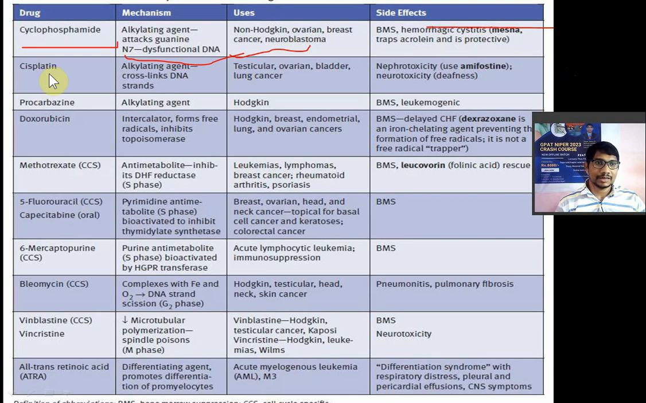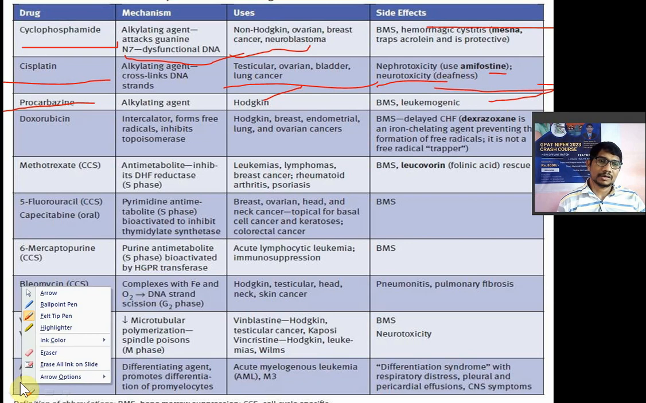Now, cisplatin is again an alkylating agent. It causes cross-linking of DNA strands, platinum dimer formation. It is used in testicular cancer, ovarian cancer, bladder cancer. What is the toxicity? Adverse effect is nephrotoxicity, which can be reduced by amifostine. It also causes neurotoxicity, leading to deafness, ototoxicity. Now the next drug is procarbazine. It is also an alkylating agent used in Hodgkin's disease, and it causes bone marrow suppression and can cause secondary leukemia.